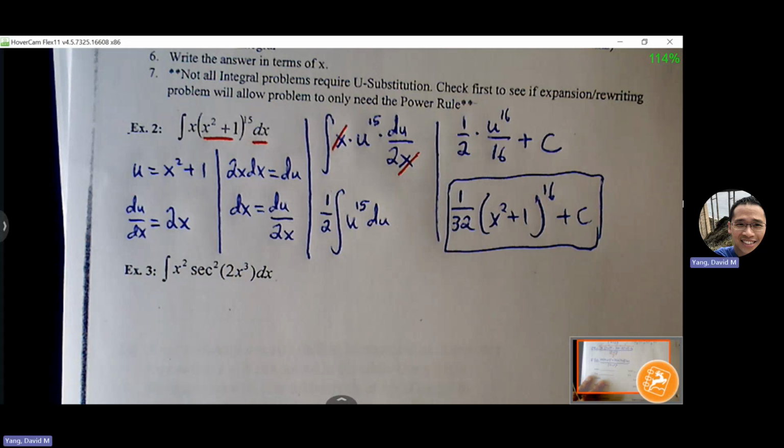Okay, example 3. We always want to look to see, do we have a rule that we can apply directly, but that's too complicated for one rule to handle.